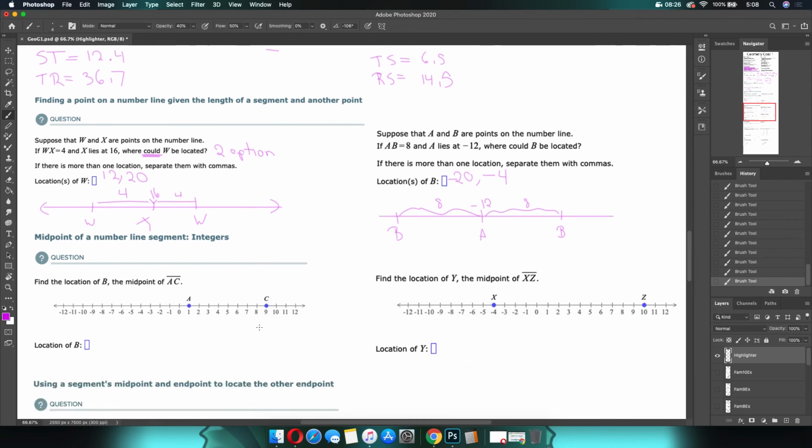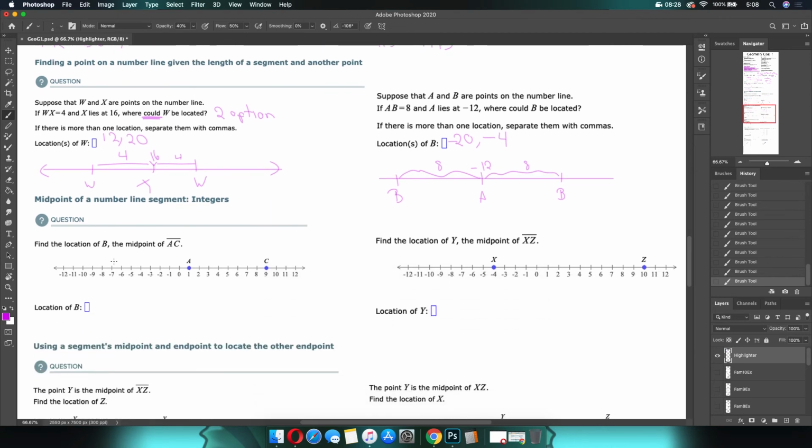Let's see here. Next one, find the location of B, which is the midpoint. Midpoint again means middle of AC. So how far is AC? AC is 8 units. So we go over 1, 2, 3, 4. Our location is going to be 5. And then we do it again.